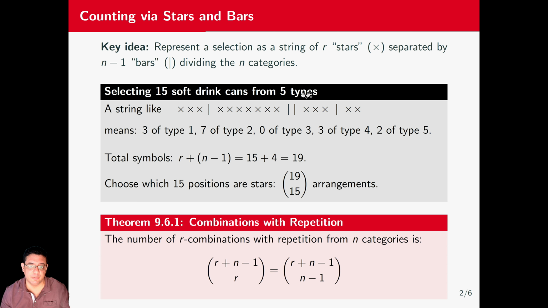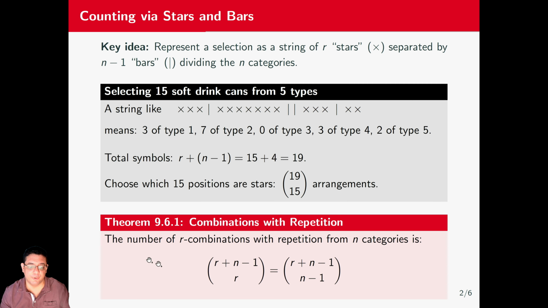Notice that we have the 5 types in there. So 15 out of 15, the R in this case, represents the string of selection that we're picking, and the 5 types are going to be the N. So this is different from the usual combination that we do.